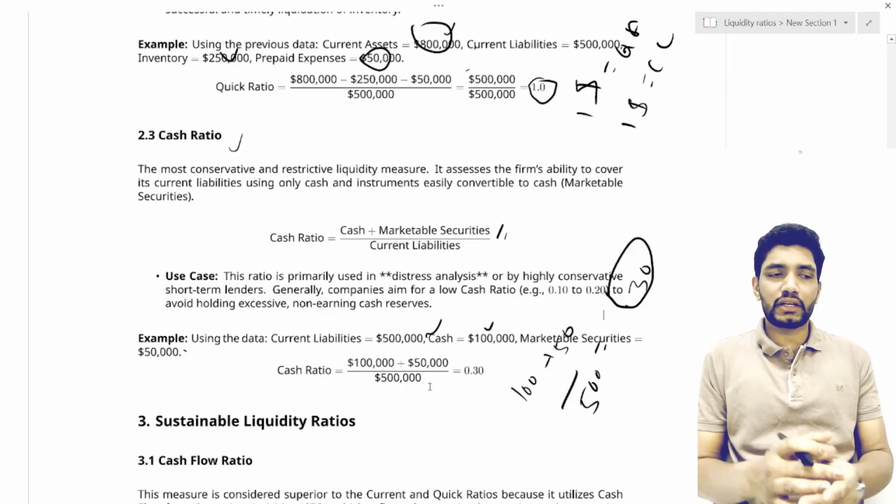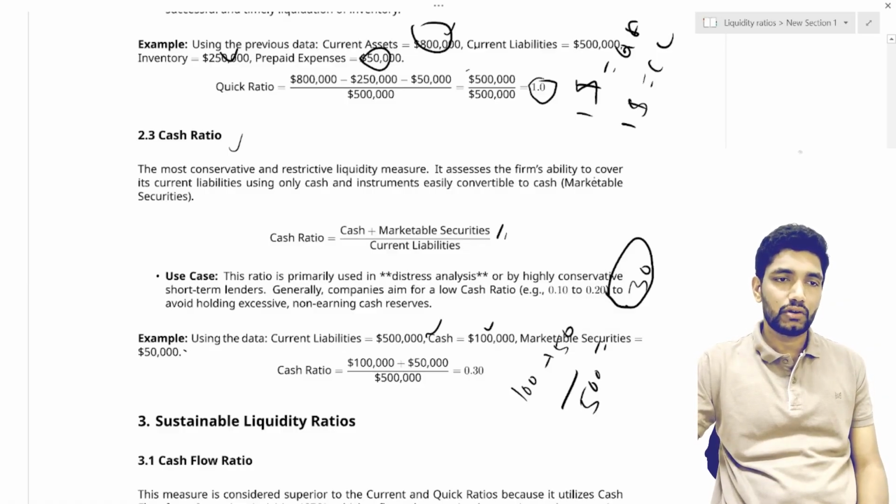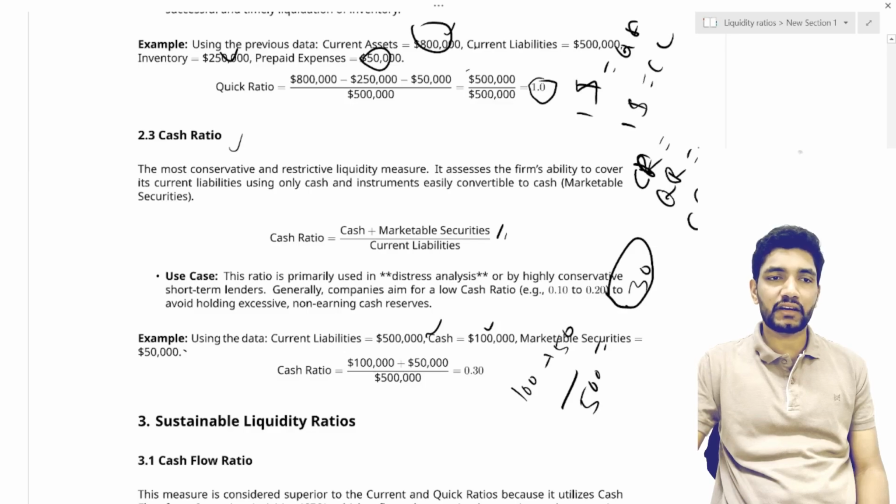So the three important liquidity ratios that we measured are the current ratio, quick ratio and cash ratio. The current ratio is current assets divided by current liabilities. Quick ratio means quick assets divided by current liabilities. The cash ratio is cash and cash equivalents divided by current liabilities.